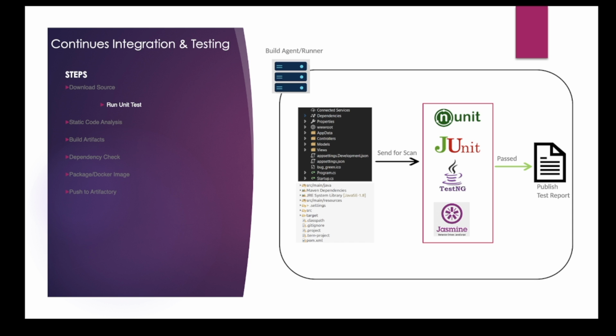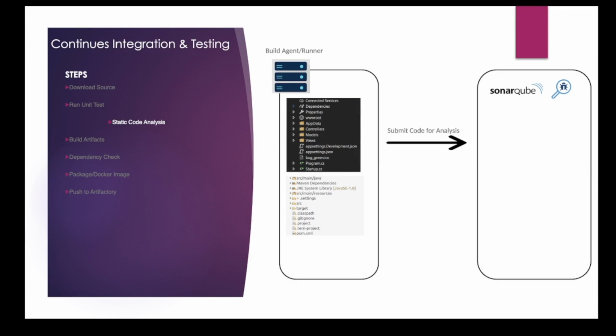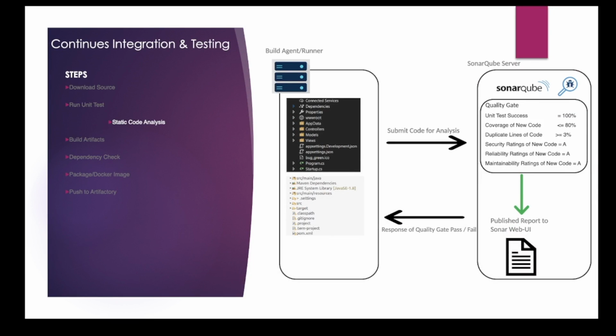Now let's move to the third part, which is static code analysis. There is a very popular tool called SonarQube, which has an open source version as well. From the build runner, we submit our code for analysis over HTTPS, and SonarQube will scan our code on many parameters.